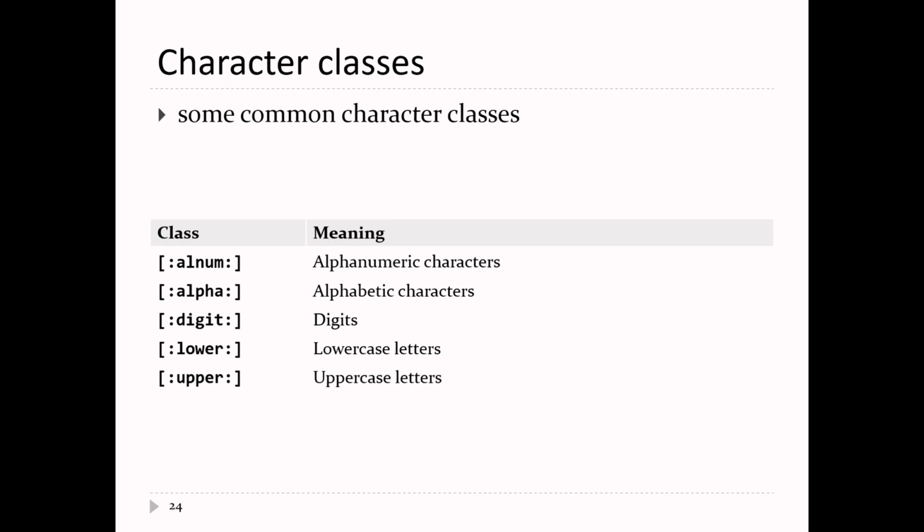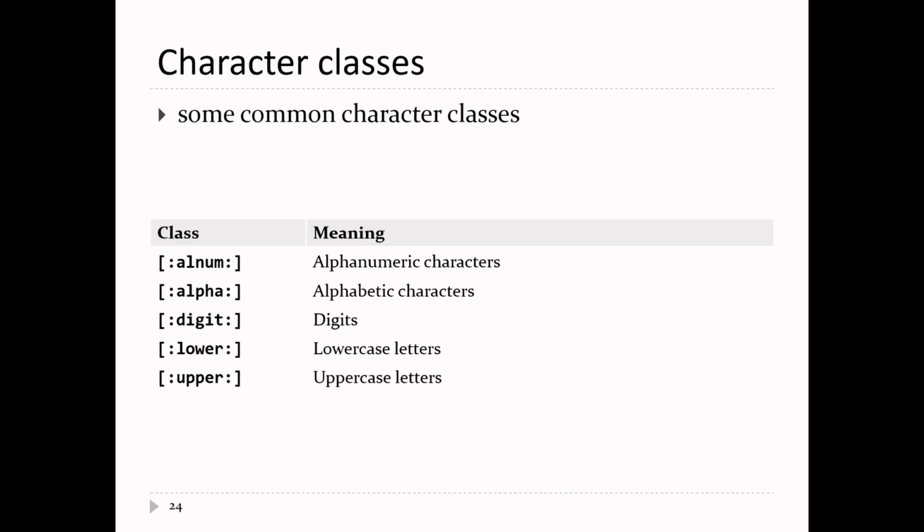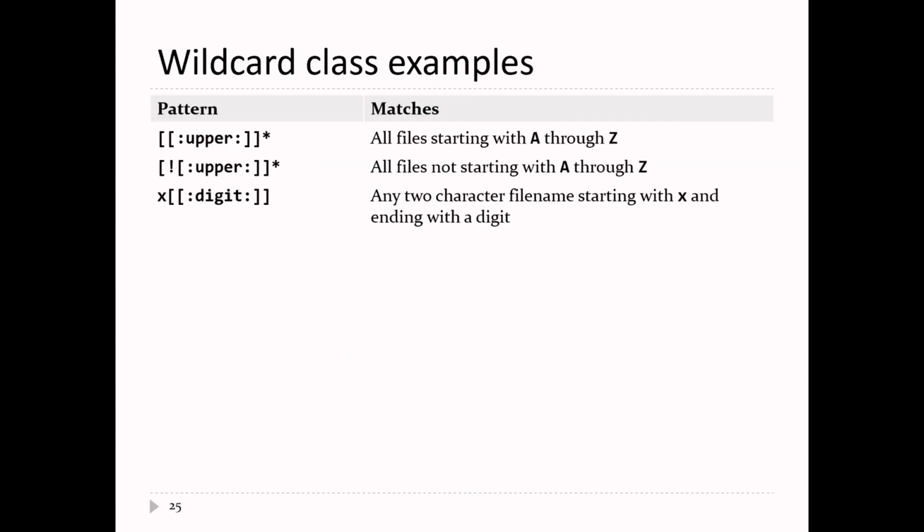I think if you're in a typical bash shell and you've got your locale set to the standard locale, then everything is in English. You can change the locale of your shell so that it's in some other country, and then these behave in different ways. Okay, so when you use these, you have to remember that's the name of the class, but to use it, that class has to be inside of square brackets as well. So you have double square brackets: [[:upper:]]*. That matches any file starting with an uppercase letter, right?